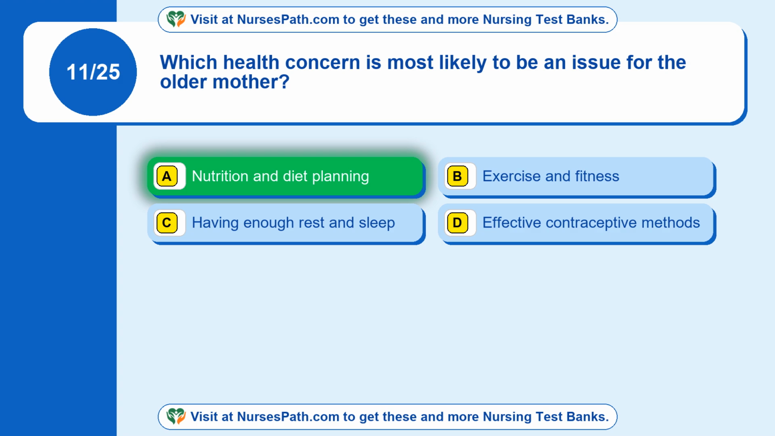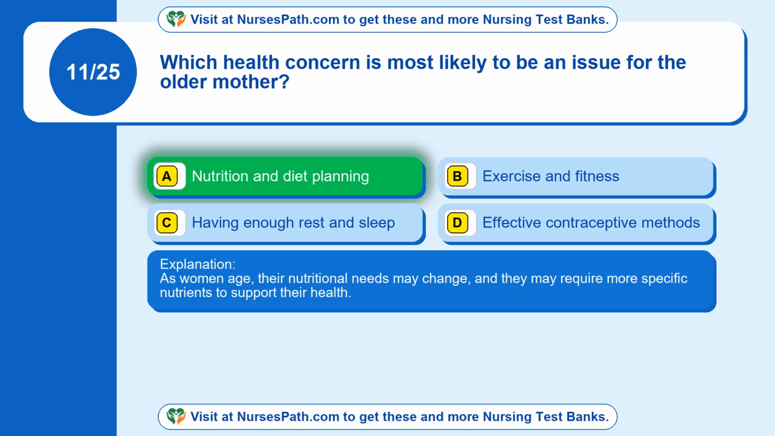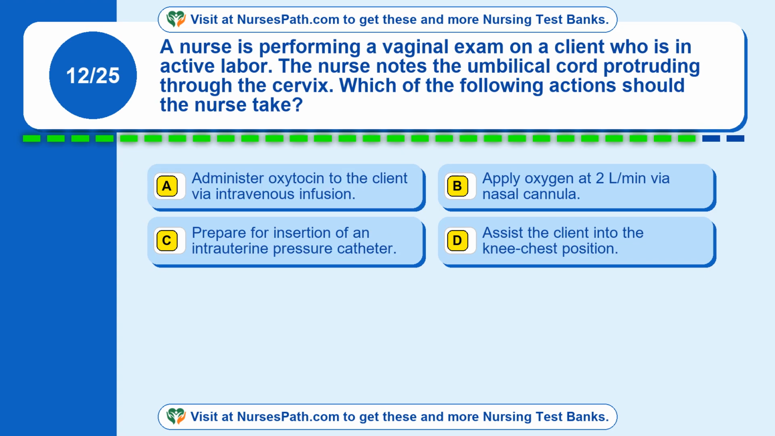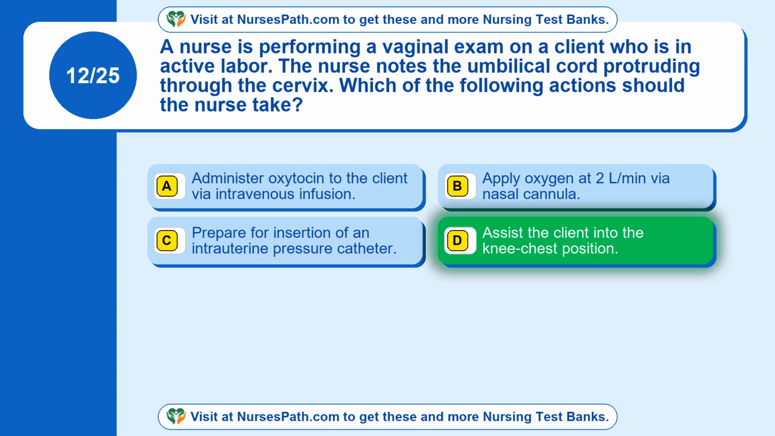Nutrition and diet planning. As women age, their nutritional needs may change, and they may require more specific nutrients to support their health. Question 12. A nurse is performing a vaginal exam on a client who is in active labor. The nurse notes the umbilical cord protruding through the cervix. Which of the following actions should the nurse take? Option A. Administer oxytocin to the client via intravenous infusion. Option B. Apply oxygen at 2 L/min via nasal cannula. Option C. Prepare for insertion of an intrauterine pressure catheter. Option D. Assist the client into the knee-chest position. The correct answer is option D.